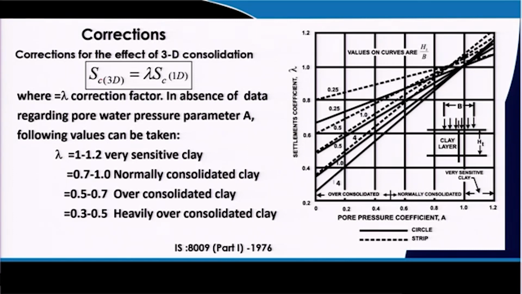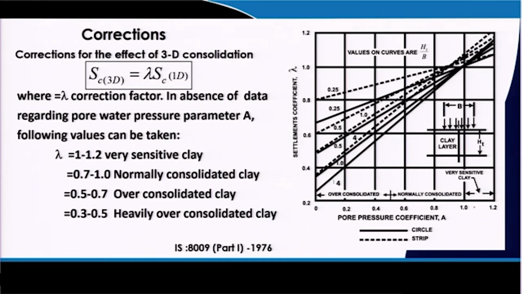So, this is the correction. To get the CD correction, you have to apply a lambda, which is a correction factor, that we will multiply with the uncorrected settlement value. Now we can use this chart, which is given in IS code.